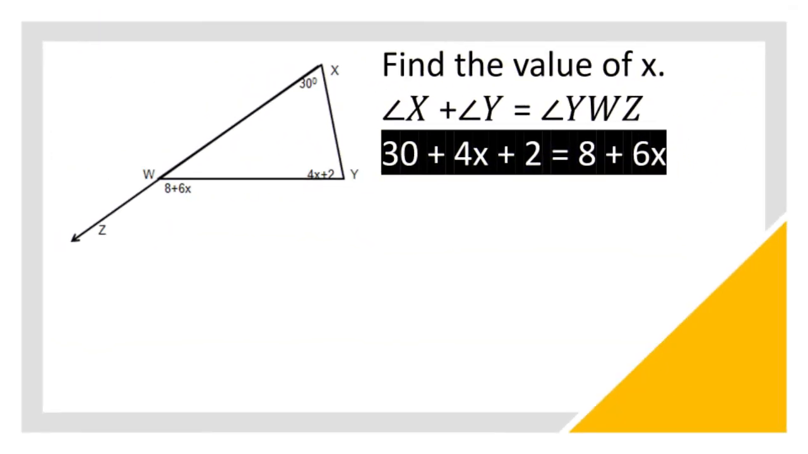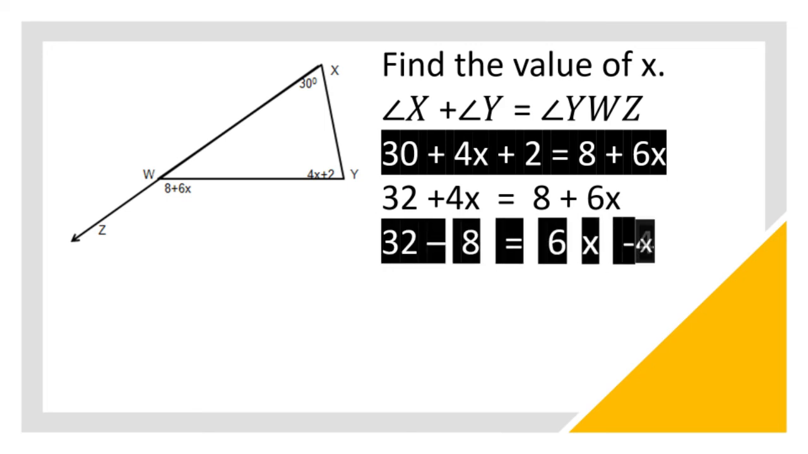Find the value of x. Angle x plus angle y is equal to angle YWZ. 30 plus 4x plus 2 is equal to 8 plus 6x. Combine like terms. 32 plus 4x is equal to 8 plus 6x.